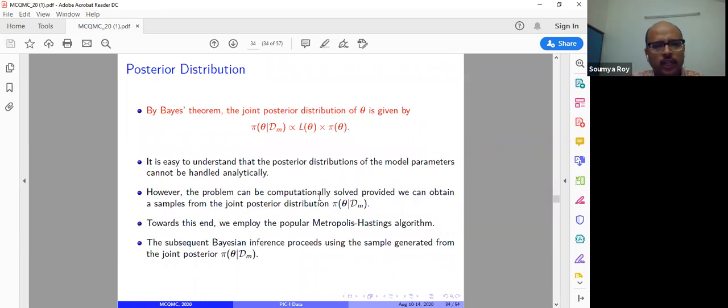Now, by Bayes' theorem, the joint posterior distribution of theta is proportional to the product of the likelihood and the prior. It is easy to understand that this posterior distribution cannot be handled analytically. So we draw a sample from this joint posterior distribution, and as long as we can draw a sample from it, we can compute all the relevant quantities. Here we have used the standard Metropolis-Hastings algorithm to draw the sample from the joint posterior distribution.